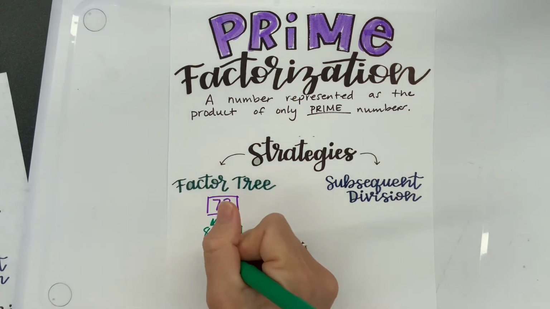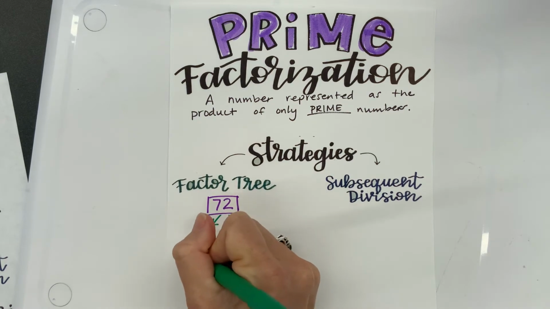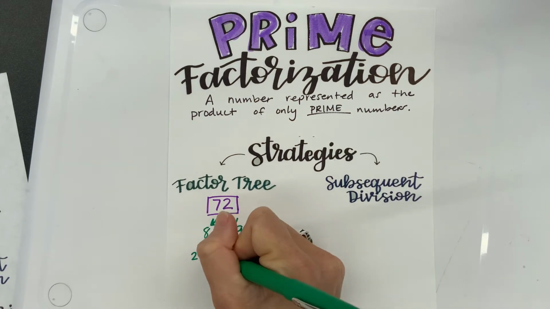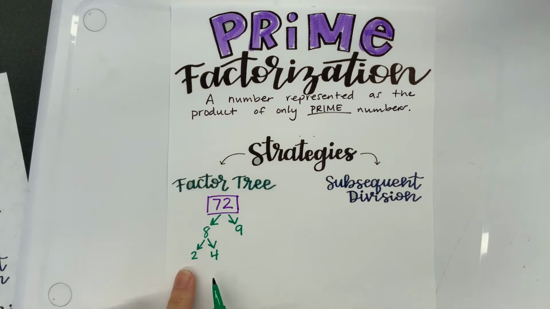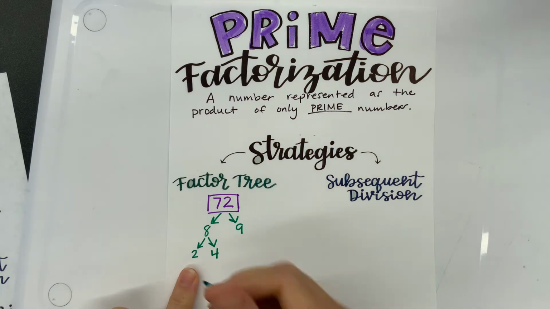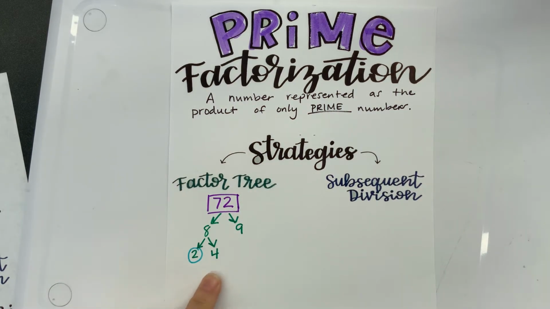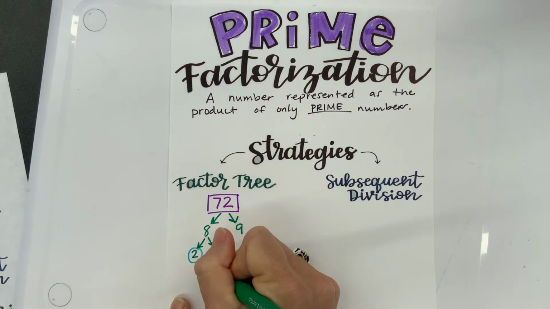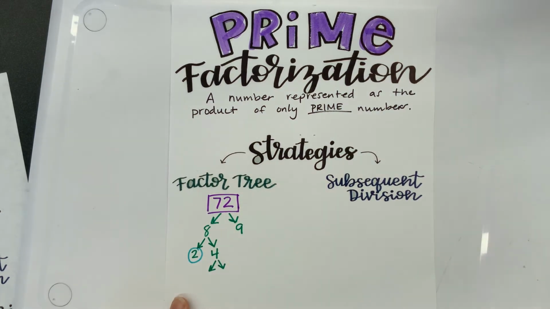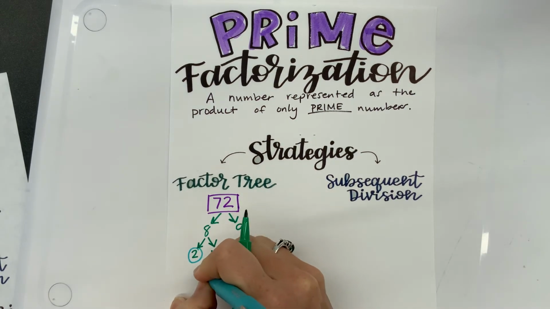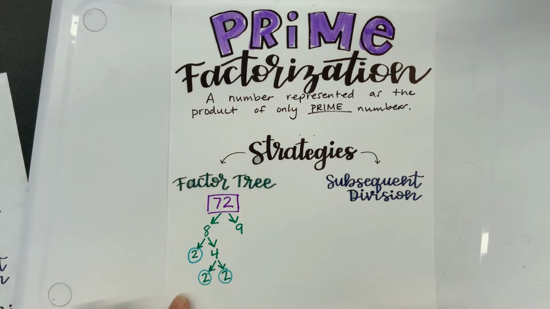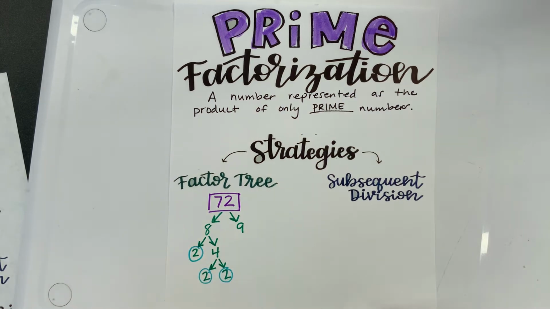So 8 can be broken down into 2 times 4. Aha, well 4 is a prime number. So, or excuse me, 4 is not a prime number. 2 is a prime number. So I'm going to circle that 2. Now 4 is not prime, so I'm going to break it down further. 4 is equal to 2 times 2. 2 is prime, so I'm going to circle it. Okay, so now this branch of the tree stops here. I have broken it down as far as it can go.